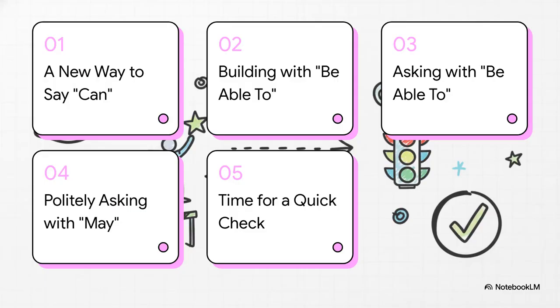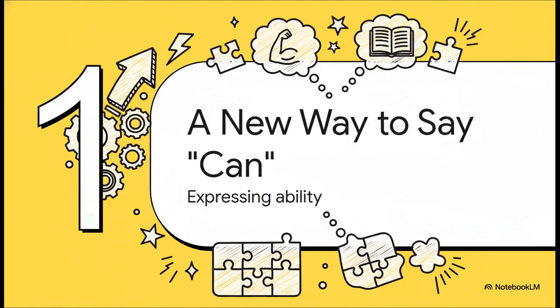All right, so here's our game plan. We'll start with a new way to say can, then we'll see how to build sentences and ask questions with it. After that, we'll switch over to the polite form may, and finally, we'll do a quick check to make sure it all sticks. Okay, first up, let's add a brand new tool to your English toolkit.